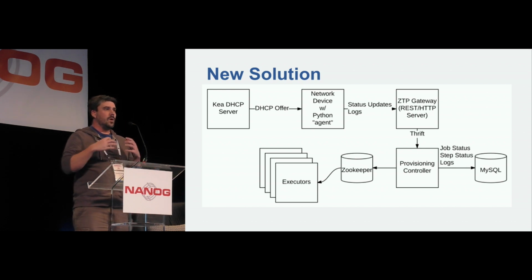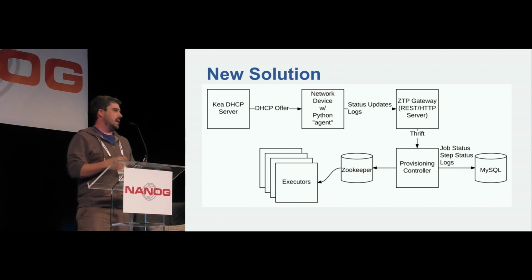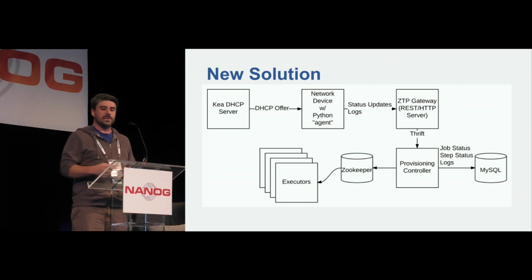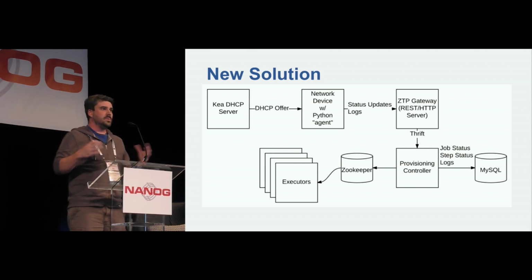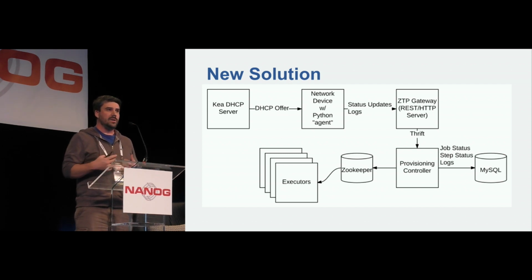And then for all that other stuff that is not covered by ZTP, all the audits, all the checks, all the additional steps that we need to do after or before provisioning starts, we created this queue-based system where we split everything up into steps. We utilize Apache Zookeeper to create a simple queue, and then we have a number of executors that run these steps as they come in. So it's a simple job queue system.